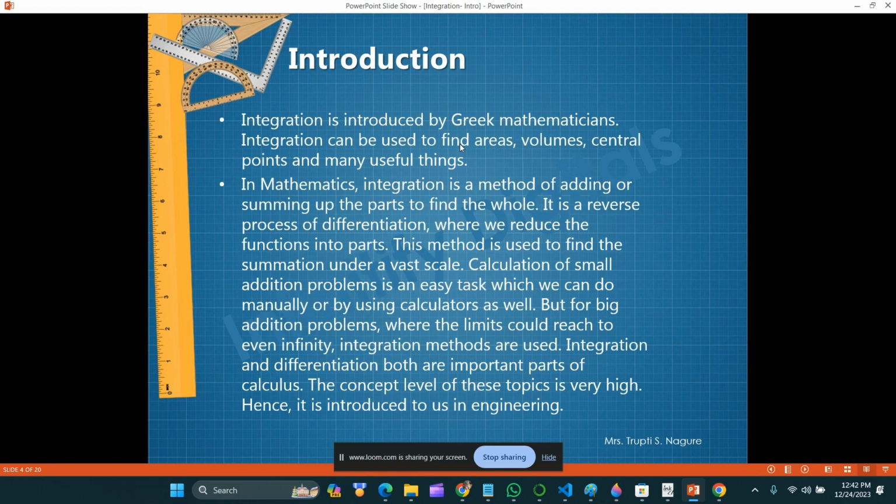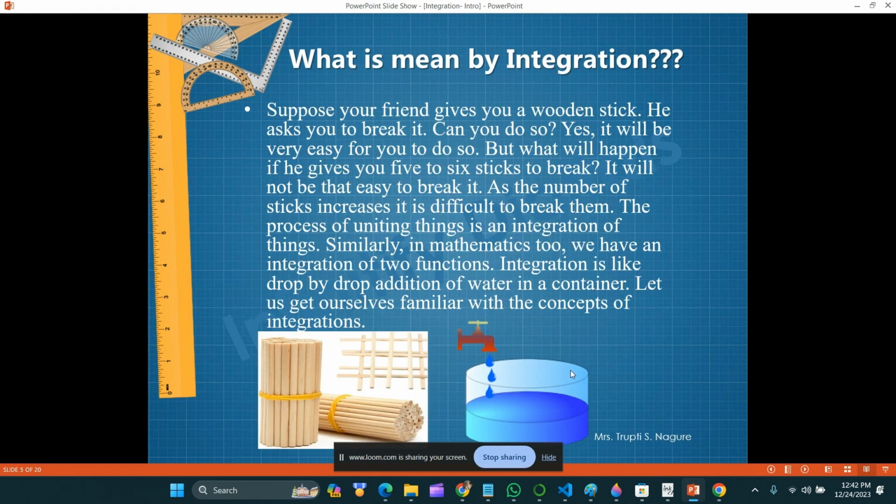Just we have seen the example. Okay, calculation of small addition problems is an easy task which we can do manually or by using calculators as well. But for big addition problems where the limits could reach even infinity, we have to use integration. Okay, and integration and differentiation both play important roles in calculus or in engineering mathematics. The concept level of these topics is very high, hence it is introduced to us in engineering, not in school.